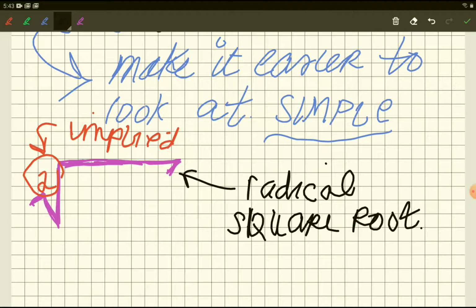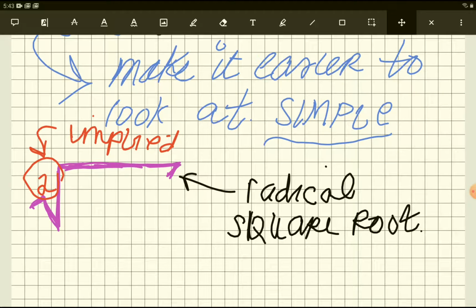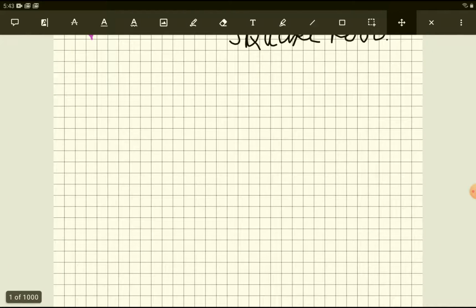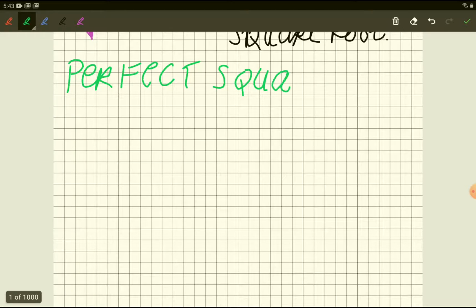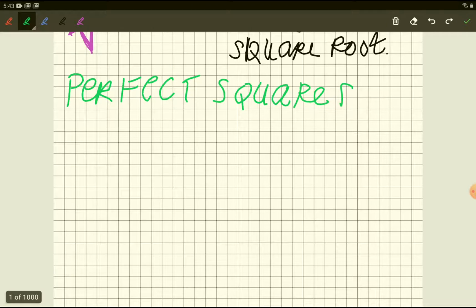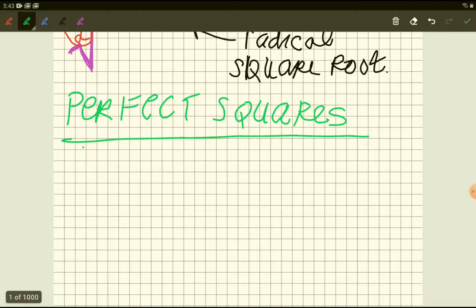Before we go into the math, you need to know your list of numbers. They're a special type of number. Just like there are even numbers, odd numbers and prime numbers, there are what we call perfect squares. Perfect squares are a very special type of number.